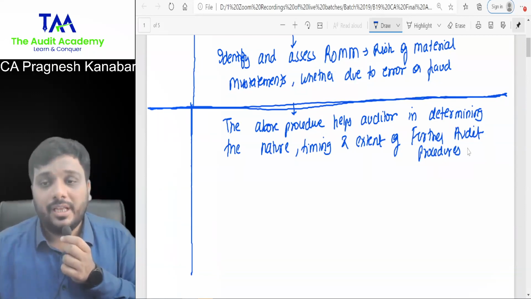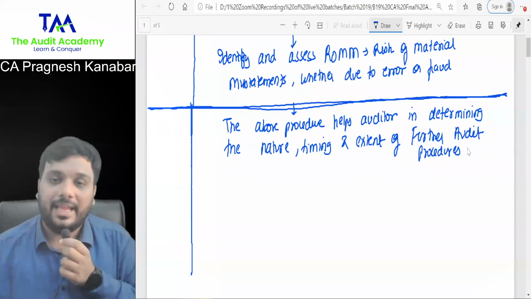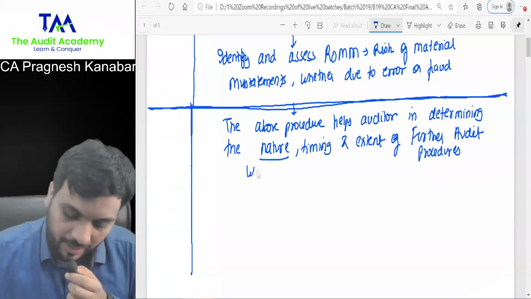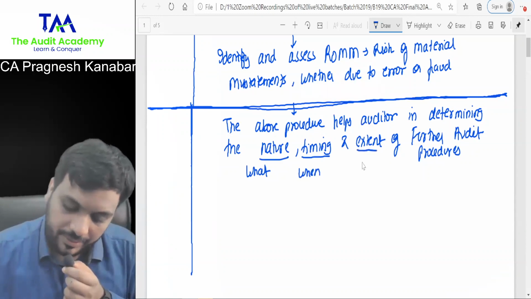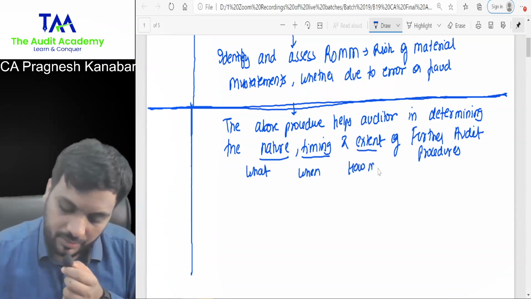The above procedure helps the auditor in determining the nature, timing, and extent. Nature: what am I going to do? Timing: when I will do it. Extent: how much?